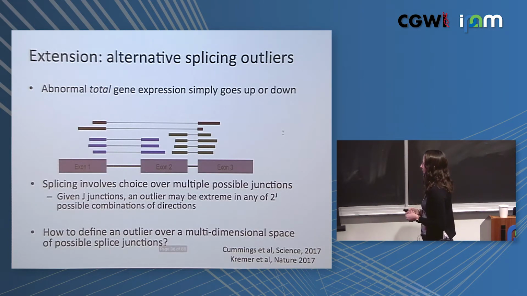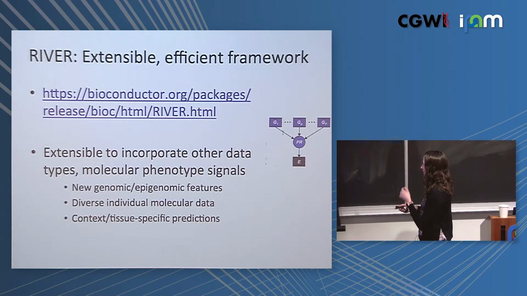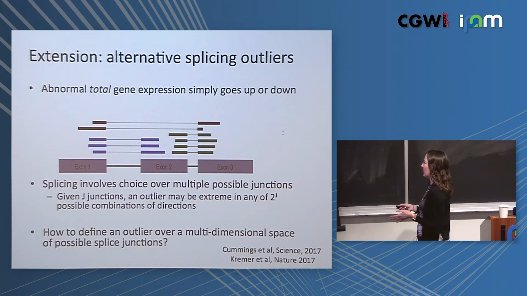So one place that we're looking at this is actually alternative splicing, which David also brought up in his talk. So we know from recent studies that splicing can contribute a lot to disease risk as well. So we can take the River model, and instead of thinking about total expression, we'd like to think about extreme splicing. This is a slightly more complicated idea, however. So total expression either goes way up or way down. You sort of only go in two directions.